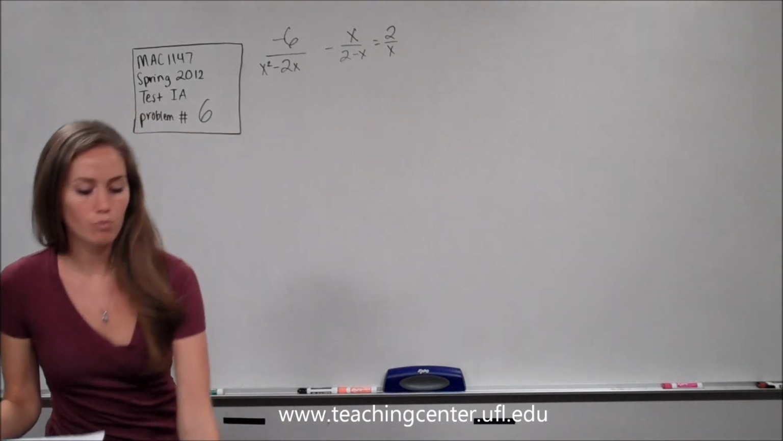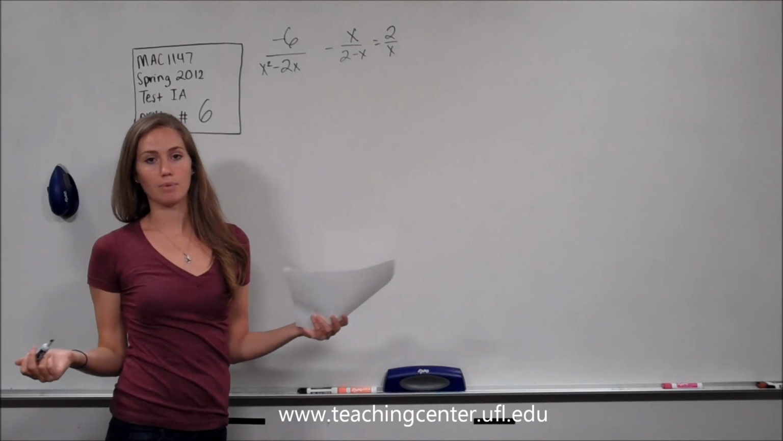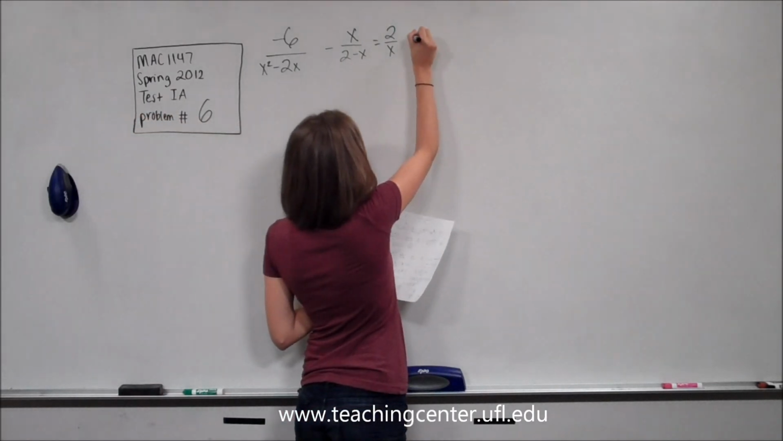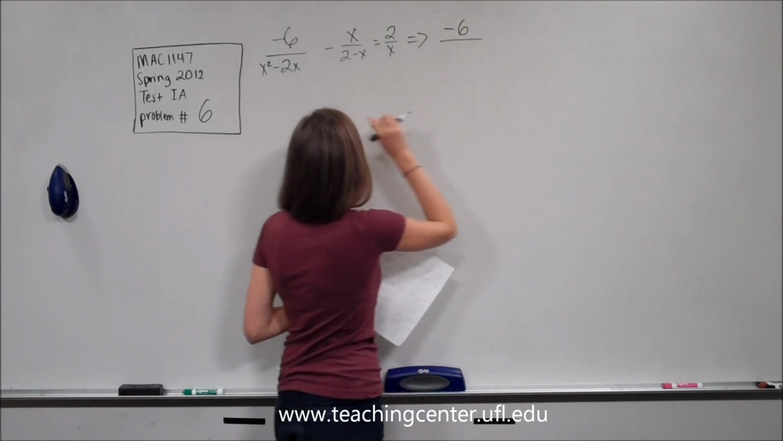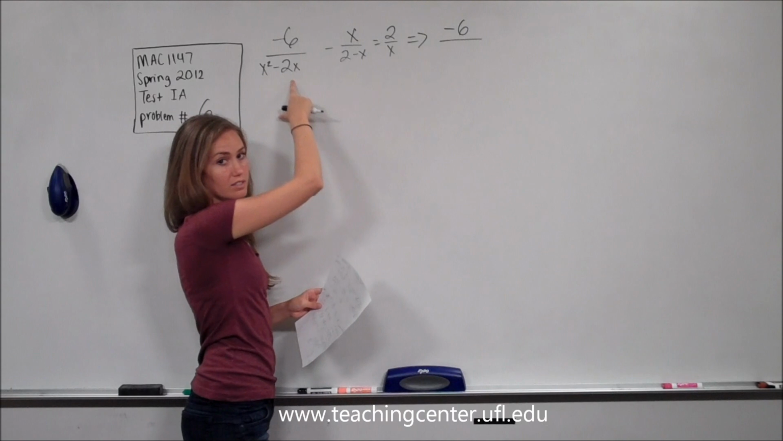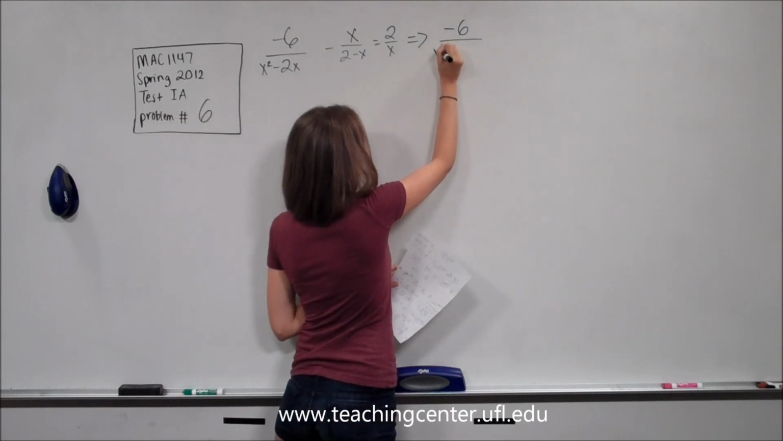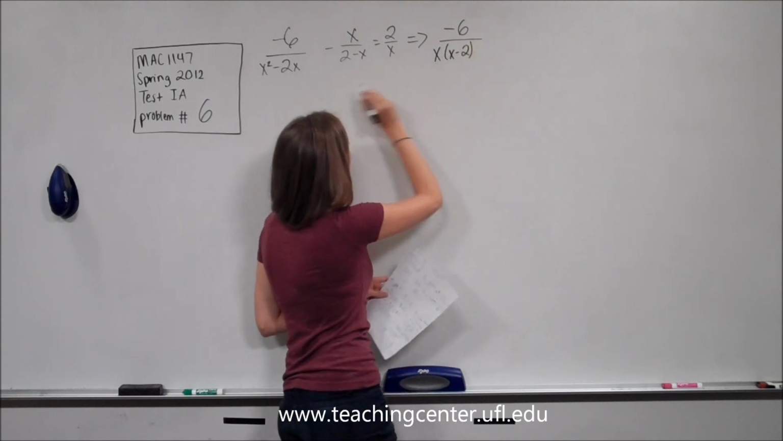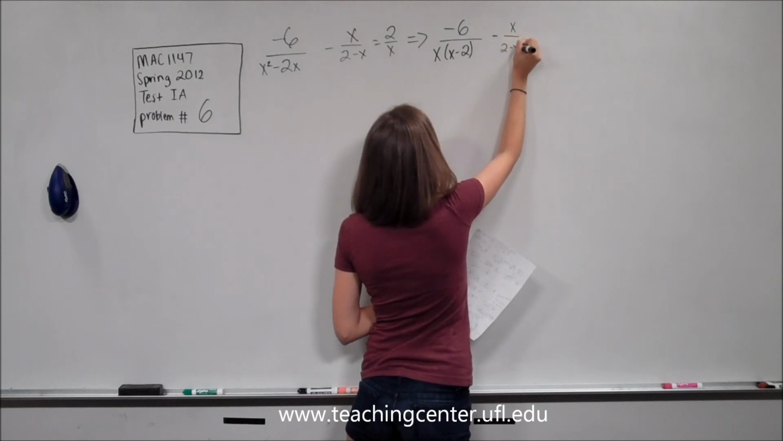And so how to solve this is we want to get everything under a common denominator. But first we're going to simplify it a little bit before we do that. So we're going to rewrite this. It's -6 over, and then this x squared minus 2x, we can factor out an x from both of these terms. So we get x times x minus 2. And so then it's minus x over 2 minus x.